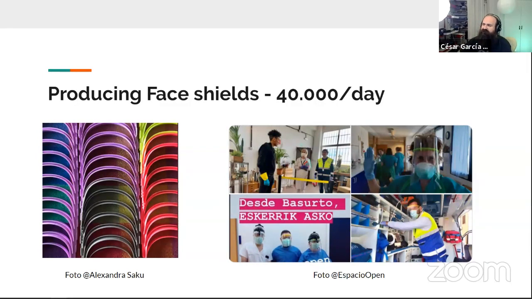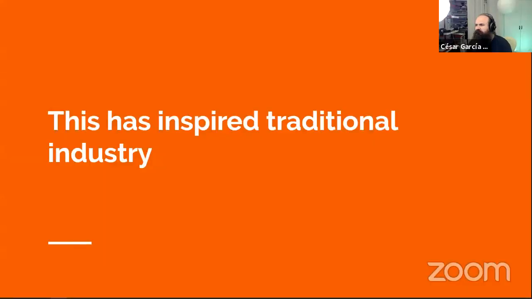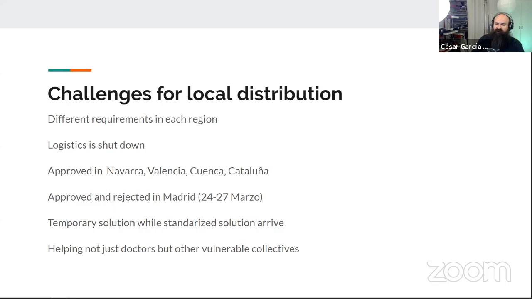And one of the most interesting aspects is that there are 16,000 people. So far in Spain, they have been producing around 40,000 masks per day, producing and delivering. I think it's by itself really interesting. They are serving this to the hospitals and to people in need. On one hand, this has inspired traditional industry, because right now there are people who have been going and creating their own versions, doing injection molding, but there have been some challenges.